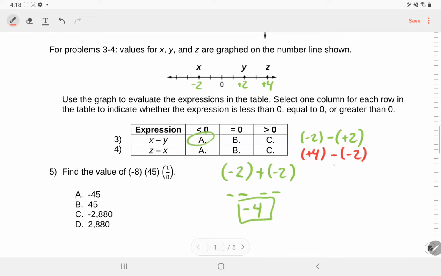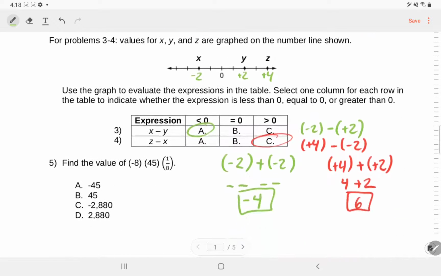With +4 minus -2, remember, add the opposite. So +4, adding the opposite of -2, which is +2. So 4 plus 2 will be our new problem. And 4 plus 2 is simply +6. So that's greater than 0.